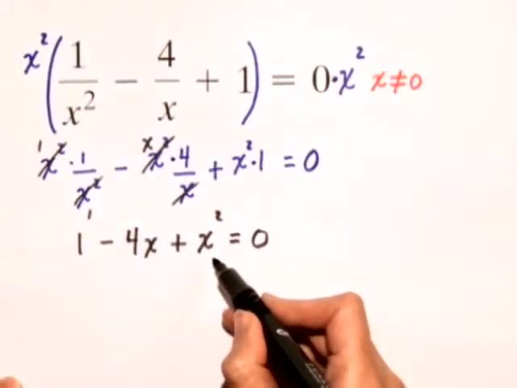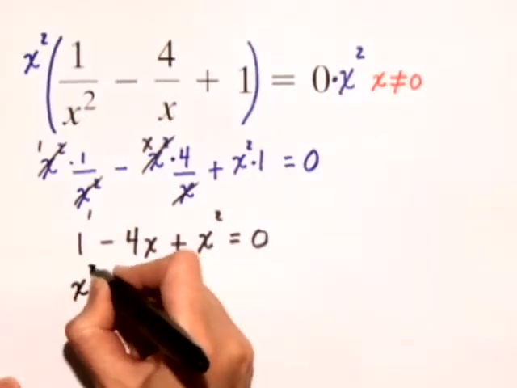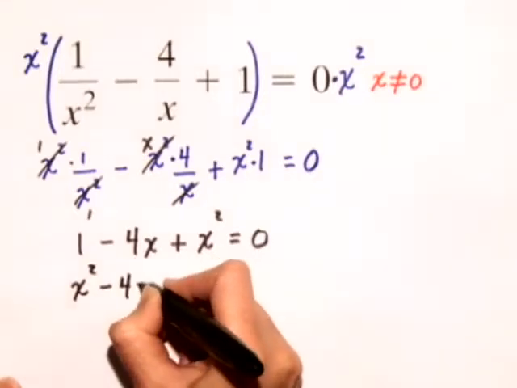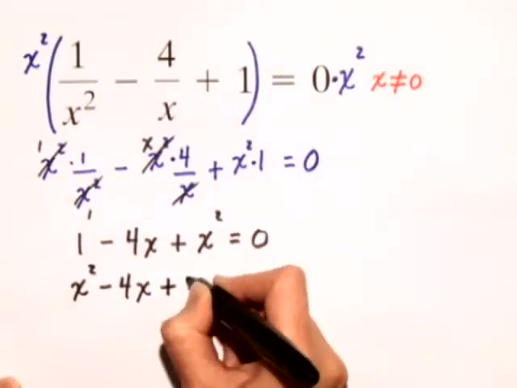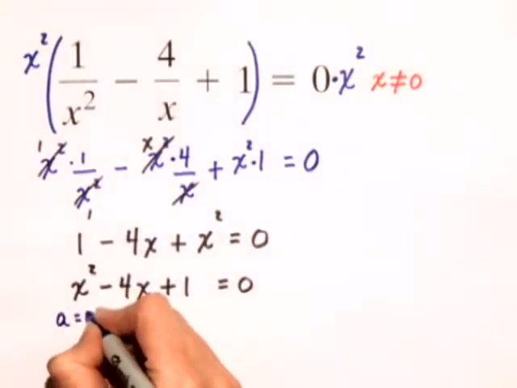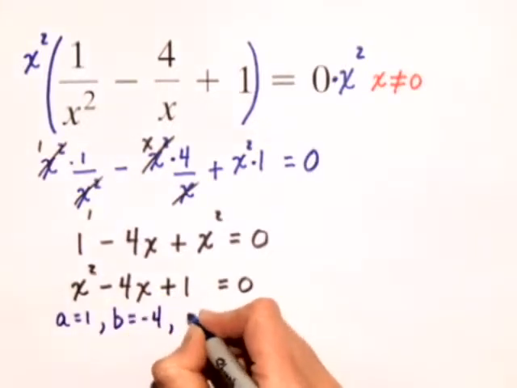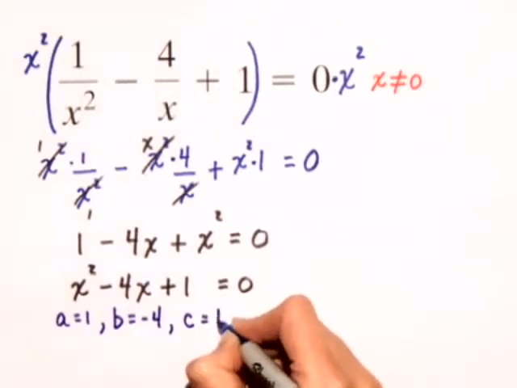So we have a quadratic equation, but it's not in standard form because it's not in descending order. So let's rewrite it with the x squared term first. So I'll have x squared, then my linear term, minus 4x, and then the constant, plus 1, is equal to 0. Now, in this case, this quadratic equation will not factor on the left-hand side. So let's apply the quadratic formula to solve this equation. In this case, a is equal to 1, b is equal to negative 4, and c is equal to that last constant term, which is 1.